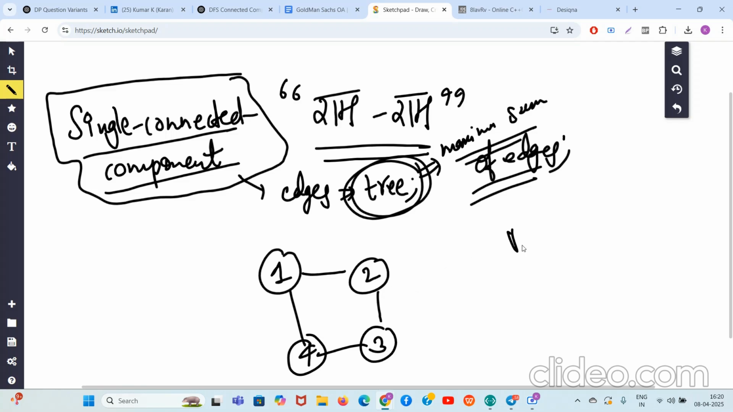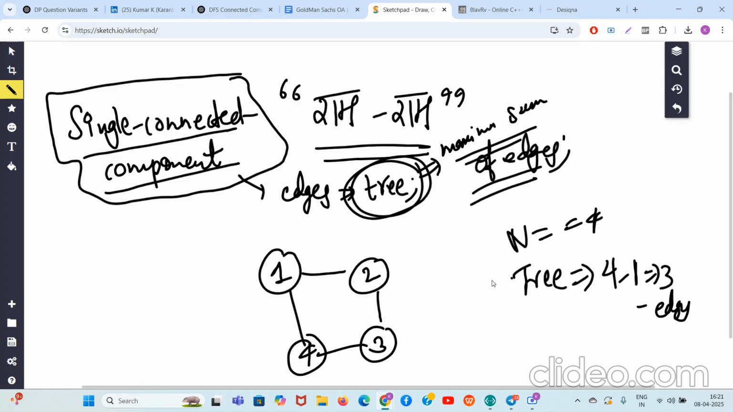How many nodes are there? Four nodes. You want to make it a tree. A tree will have n minus 1 edges, so 4 minus 1, 3 edges for this single connected component. But there are four edges here. So any one edge you need to remove. This much you understand, right? That we want three edges to make it a tree.